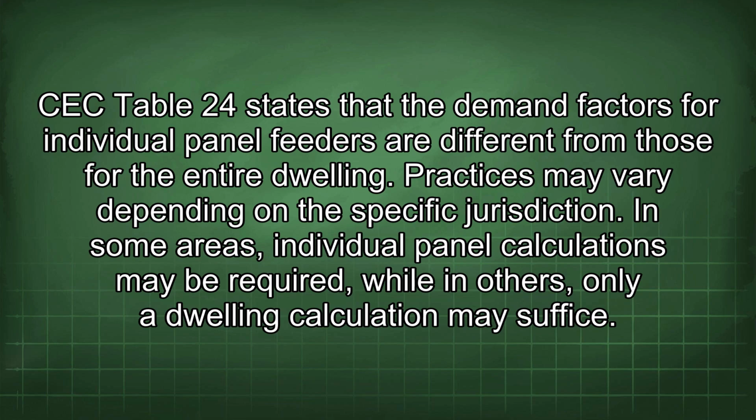CEC Table 24 states that the demand factors for individual panel feeders are different from those for the entire dwelling. Practices may vary depending on the specific jurisdiction. In some areas, individual panel calculations may be required, while in others, only a dwelling calculation may suffice.